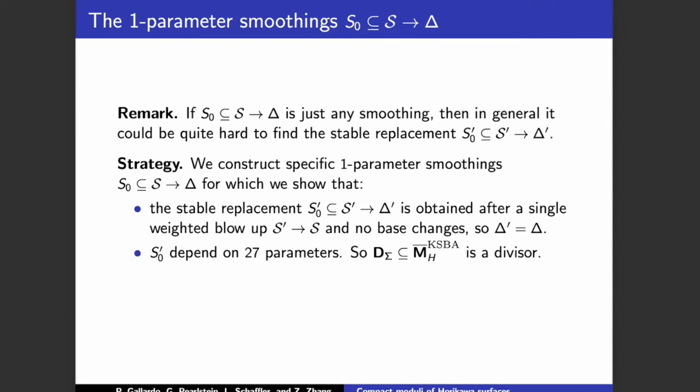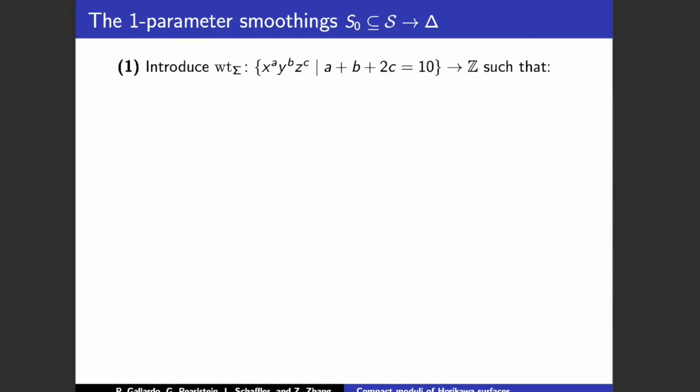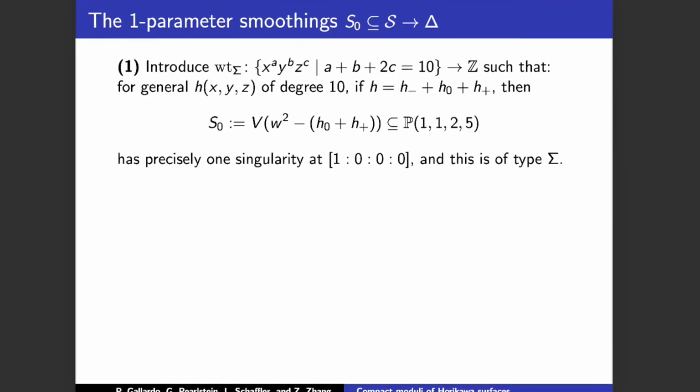Okay, so now, yes, the next slide will illustrate this construction. The first step of this construction is to choose an appropriate weight function for each one of the singularity types, for all the 8 singularity types. And this is a weight function defined on the monomials x to the a, y to the b, z to the c. And instead of giving you explicitly what those weight functions are, which could be quite unenlightening, let me tell you what are the properties that we want from it.